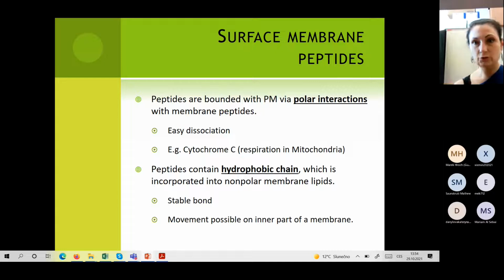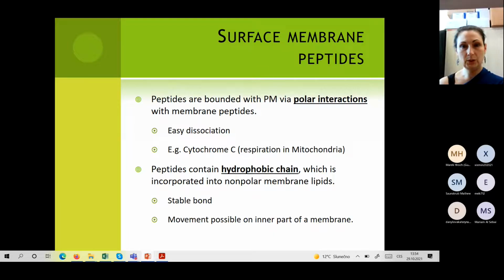The first group, which has the polar interactions, has just the softer interaction with the plasma membrane, because just remember the main structure of the plasma membrane. Inside there are the fatty acid chains, and outside and inside there are the polar heads of the phospholipids, this charged part. The peptides which have the polar interactions have only one way: they can interact only with the polar head. They are on the surface actually, and therefore they can be easily dissociated.